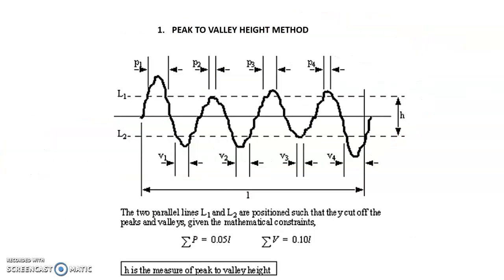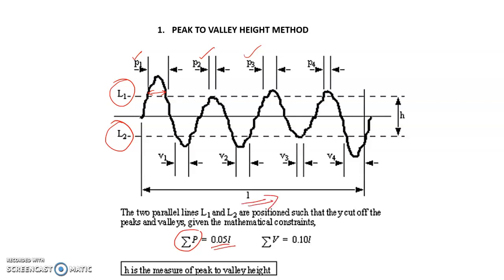In the peak to valley height method, we construct two parallel lines L1 and L2, and the condition for this construction is like this. L1 passes through all the peaks, and the width of the peaks above L1 is measured as P1, P2, P3, etc. And the sigma P, that is the total of all the P, should be equal to 0.5 of the total sampling length.